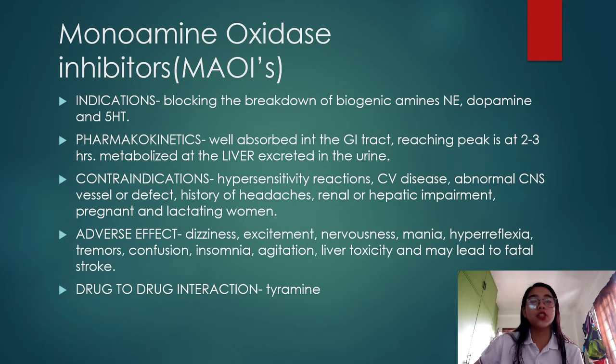Moving on to the next drug is monoamine oxidase inhibitors. For its indication, it blocks the breakdown of biogenic amines like norepinephrine, dopamine, and serotonin. Its pharmacokinetics is well absorbed in the GI tract. Reaching peak is at 2 to 3 hours. It is metabolized in the liver and excreted in the urine.